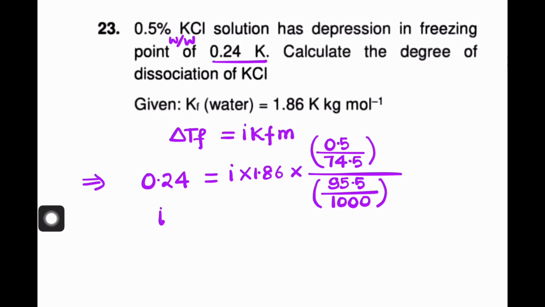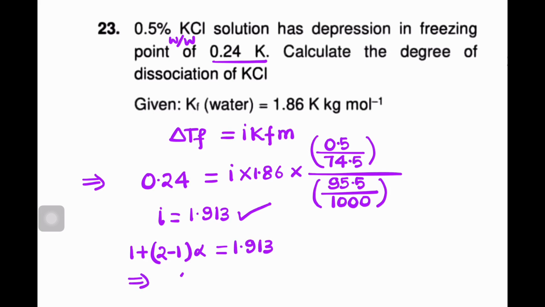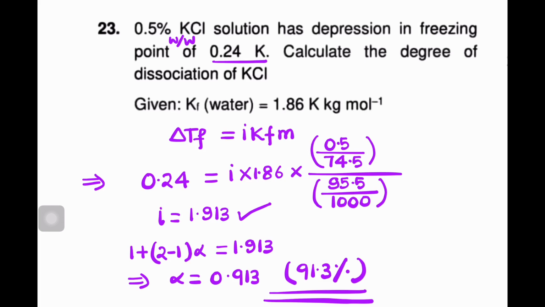Now from that we'll calculate the value of i, and if you do it, the value is 1.913. This is coming. And for KCl, we can write i simply equal to 1 plus (2 minus 1) into alpha, where alpha is the degree of dissociation. And just solve it, you will be getting the alpha value as 0.913. That is, 91.3% will be dissociated. Now let's move to the next one.